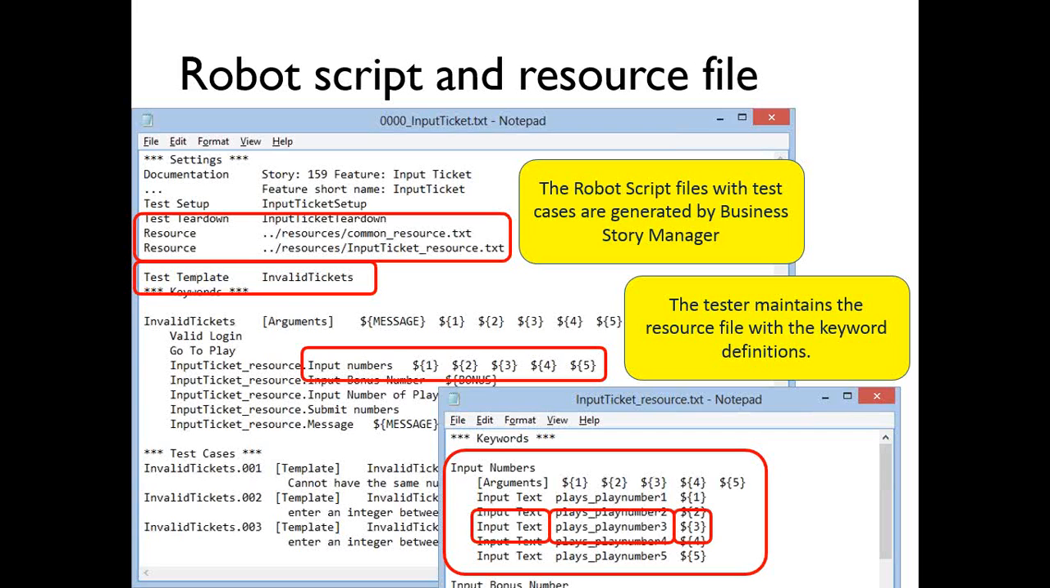So in the call to input numbers with the 5 parameters, the third command would put a value into the third field. So input ticket underscore resource.txt, the file towards bottom right, is where we define our keywords and make the connection to our system under test.